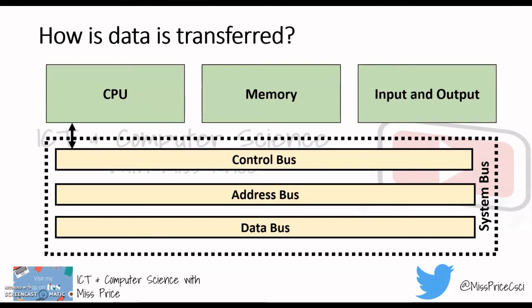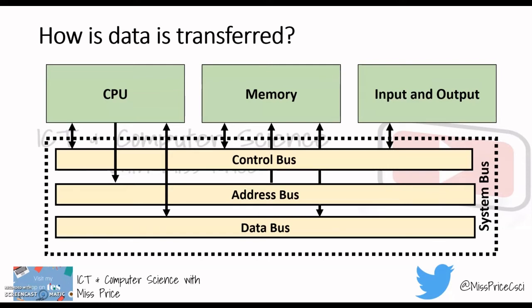So, the data will go from the CPU to the control bus and back again. Then from the CPU to the address bus, and the CPU to the data bus. Then we go from the address bus to the memory. And from the memory to the control bus and back again. From the data bus to the memory and back again.